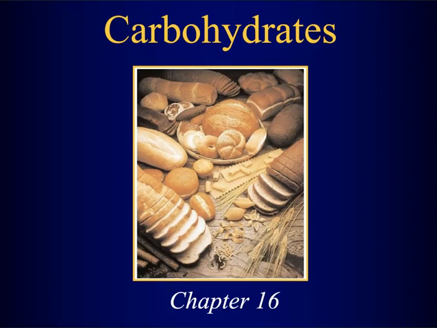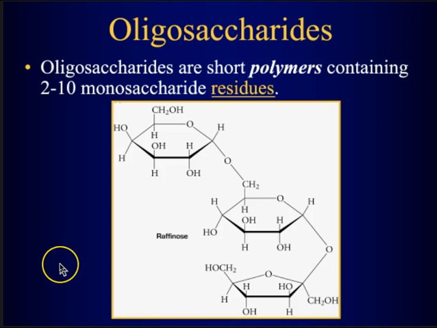Alright, welcome to Carbohydrates Chapter 16, Part 3. So in this lecture we're going to be talking about oligosaccharides and polysaccharides. So what is an oligosaccharide? It is a short polymer containing 2 to 10 monosaccharide residues.